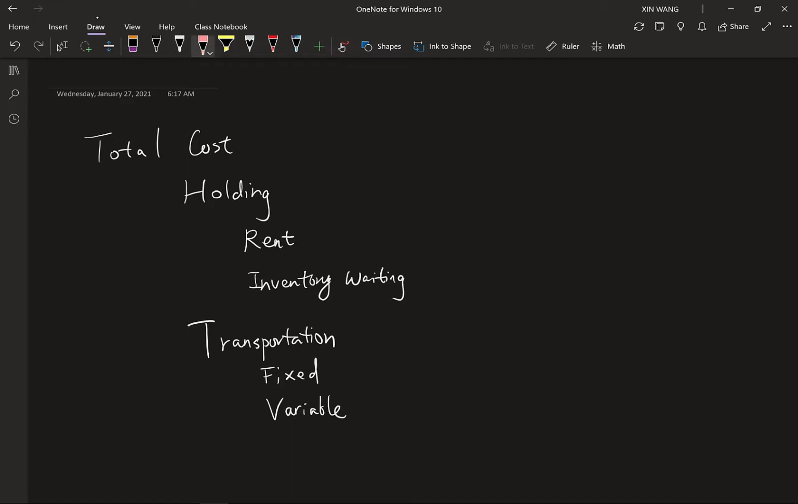So we have derived that the total holding cost per item is C_R plus C_I, the rent cost and the inventory waiting cost together, times the headway, and then plus the pipeline inventory cost.